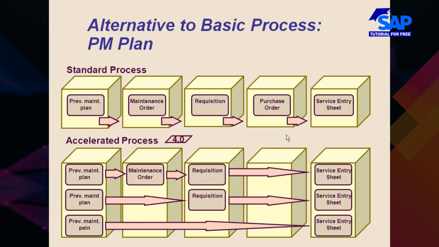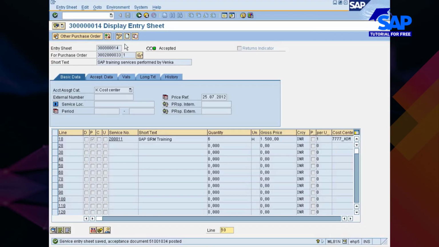So like this, you can avoid purchase requisition. You create a service entry sheet with reference to requisition itself. Similarly, you can avoid maintenance order also. From preventive maintenance plan, you can generate requisition. From requisition, you can refer the services and then create a service entry sheet. Similarly, from preventive maintenance, by removing all these things, you can just go and create a service entry sheet.